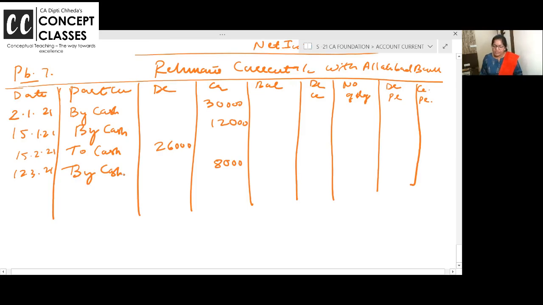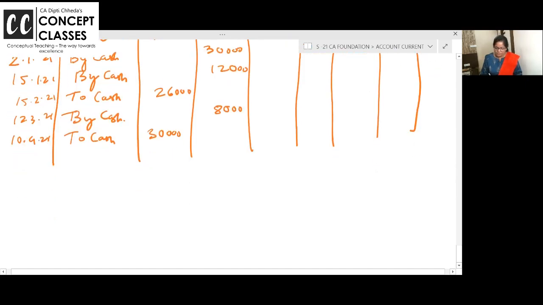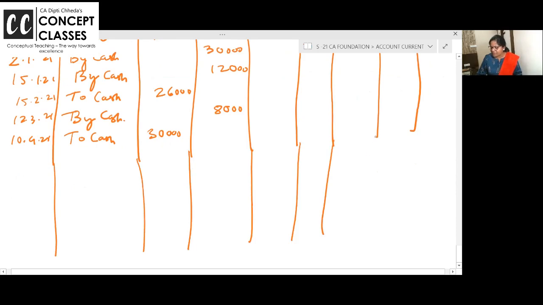After 12th March, 10th April. Check both the transactions, deposit and withdrawal. 10th of April, withdrawal. So Rahman's account debit to cash, 30,000. Yeah, let us continue more. So many transactions do not come for a 5 marks problem. Just a good practice.